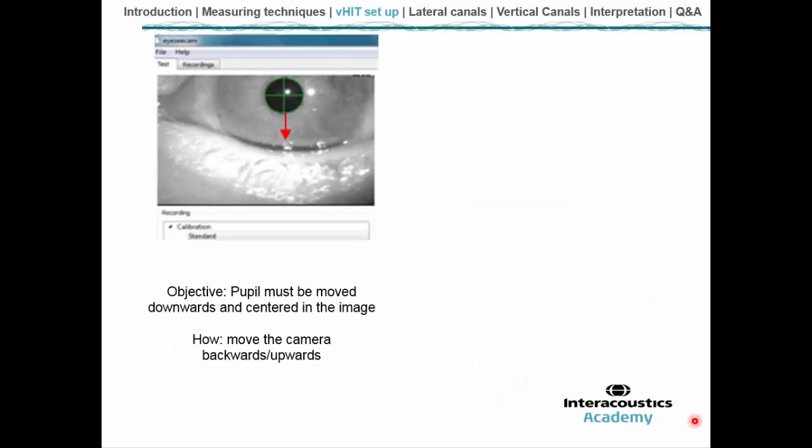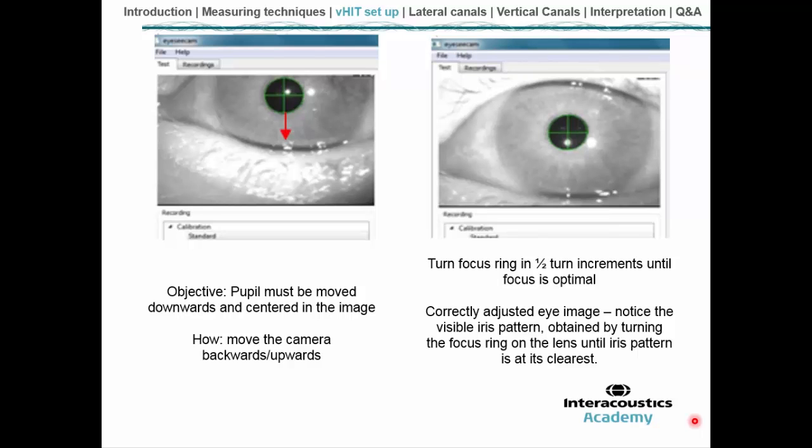Once the pupil is in the center of the screen, what we need to do now is to move the pupil into not the top center but the center. And this is very straightforward. To move the pupil down, you just move the camera backwards or upwards, and vice versa if you want to move the pupil up. There's a focus ring on the camera. We want to make sure that the eye is being displayed in the clearest possible fashion, and you want to turn the focus ring until you can see the iris pattern at its clearest.